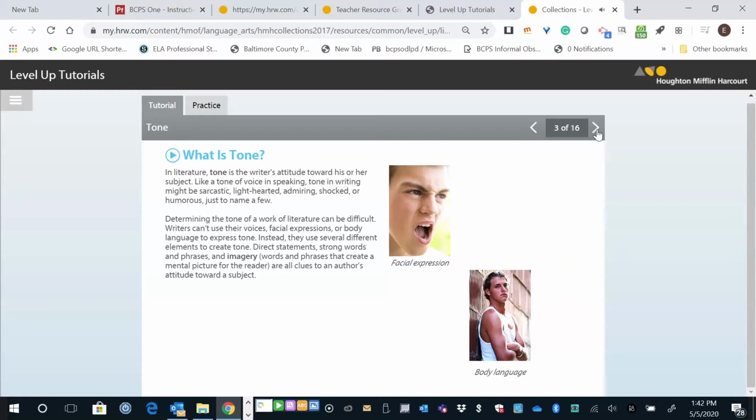You may want to write the definition of the word tone here. Also consider writing the words or the adjectives that you can use to describe the author's tone, like sarcastic, lighthearted, admiring, shocked, or humorous. Throughout the lesson, you may find additional adjectives to add to your list.